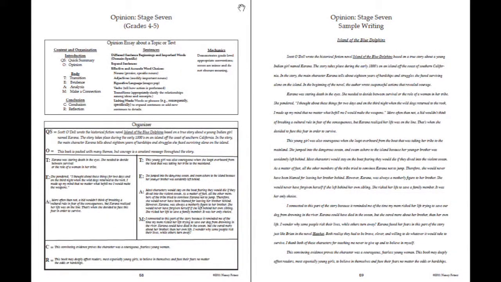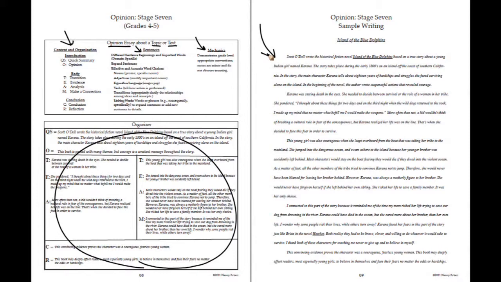Stage 7 on page 58 and 59, you will notice you have your descriptors, and these descriptors are for an opinion essay, and this can be for a topic or for a text. So this can be for a response to literature or an opinion about topic. You have your content and organization, what should be in the sentences, and the mechanics. We have our sample organizer, and then over on page 59, a sample of a student essay for an opinion writing.